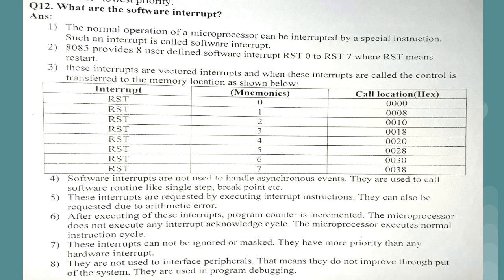Like in the case of hardware interrupts, where we had specific memory locations, here also we have specific locations. That is, we have RST 0 whose memory location is 4 times 0. Then RST 1 whose location is 3 times 0, 8. Then RST 2, that is 10. So if you want to remember the numberings, we have 00, 08, then 10, 18, then 20, 28, 30, 38.